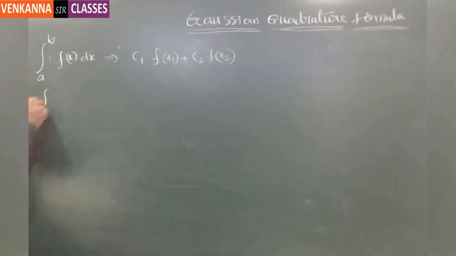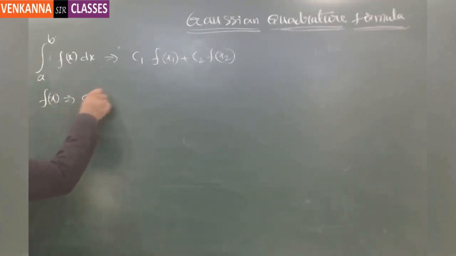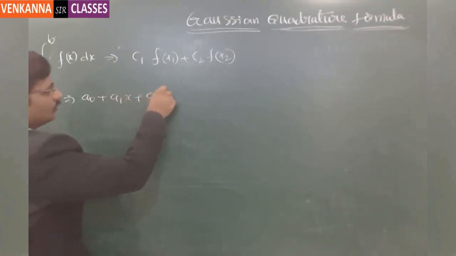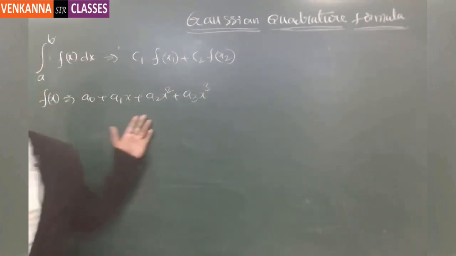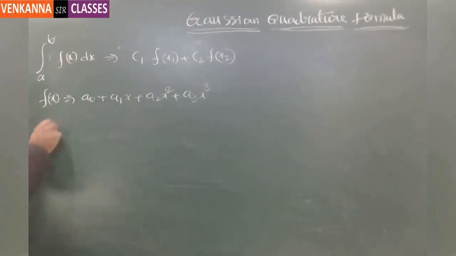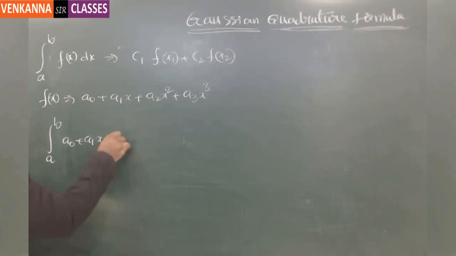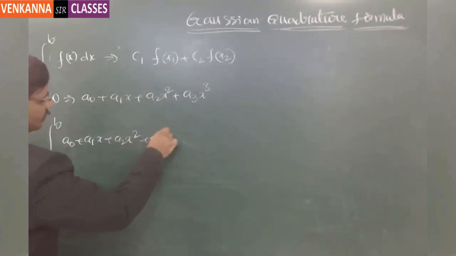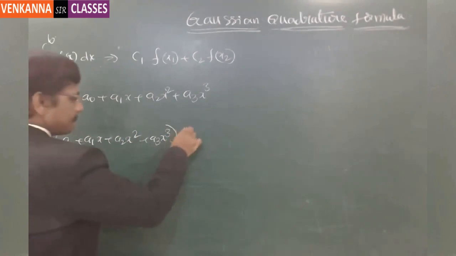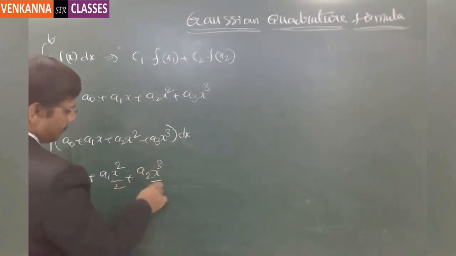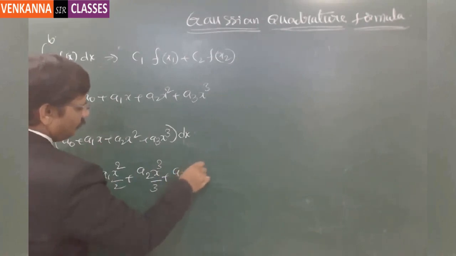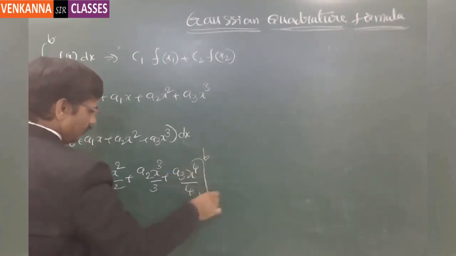So here f(x) is approximated as a0 plus a1 x plus a2 x square plus a3 x cube. So this is how a third order polynomial is approximated here. Now if you do the integration, integral a to b of a0 plus a1 x plus a2 x square plus a3 x cube dx, this integral value is a0 x plus a1 x square by 2 plus a2 x cube by 3 plus a3 x power 4 by 4, with the upper limit b and the lower limit a.